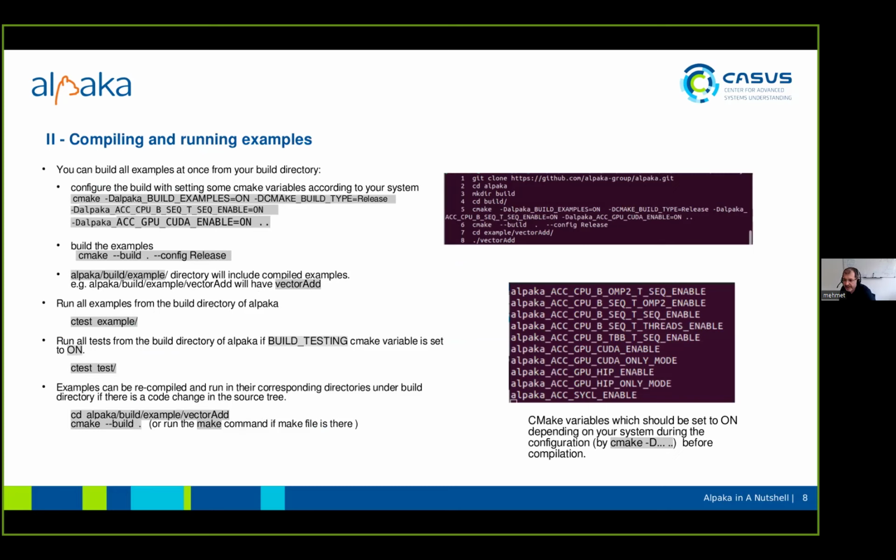The user needs to configure the build by setting CMake variables according to his system. These are actually backend settings, and these backend settings don't mean the user has to use these backends in the code, but that they are available and can be used by the user. After building using cmake --build, running all examples by the ctest example command or all tests by the ctest test command is possible.